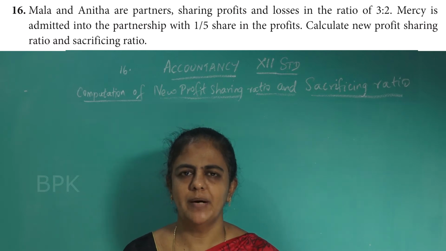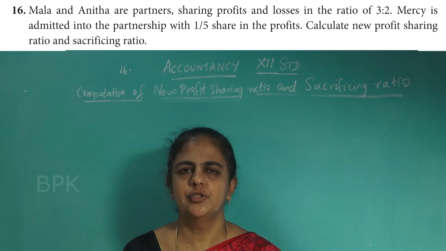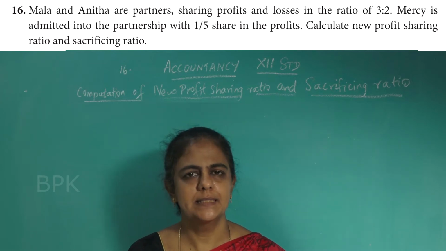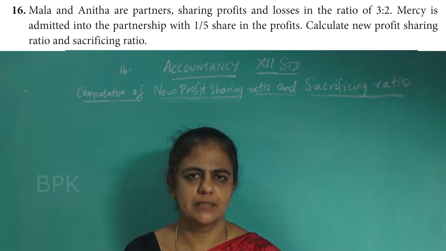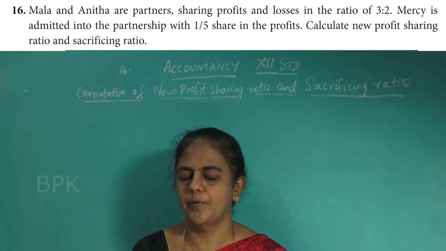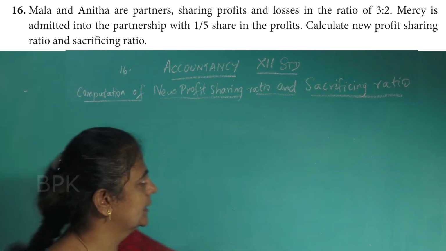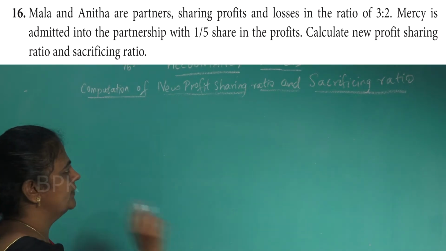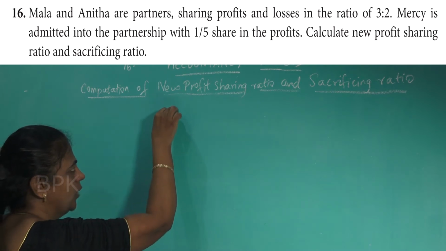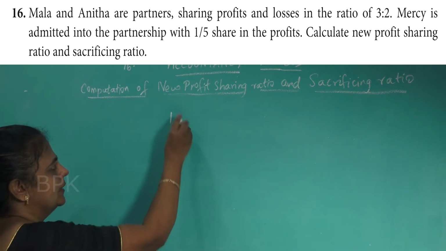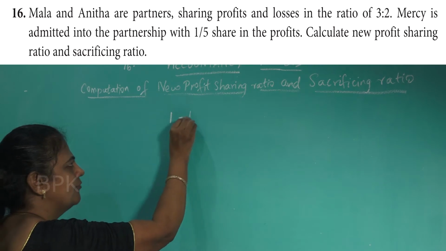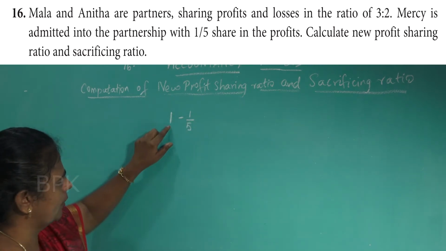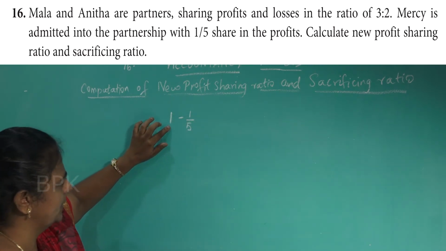Okay, so two partners are there, Mala and Anita. What is their old ratio? Their old ratio is 3:2. Now Mercy, a new partner, is coming into the business for 1/5 share of the profit. So you have to understand it clearly now. Suppose the profit is 1 rupee, then she gets 1/5 in that. So whatever the profit is, keep it as 1 rupee.